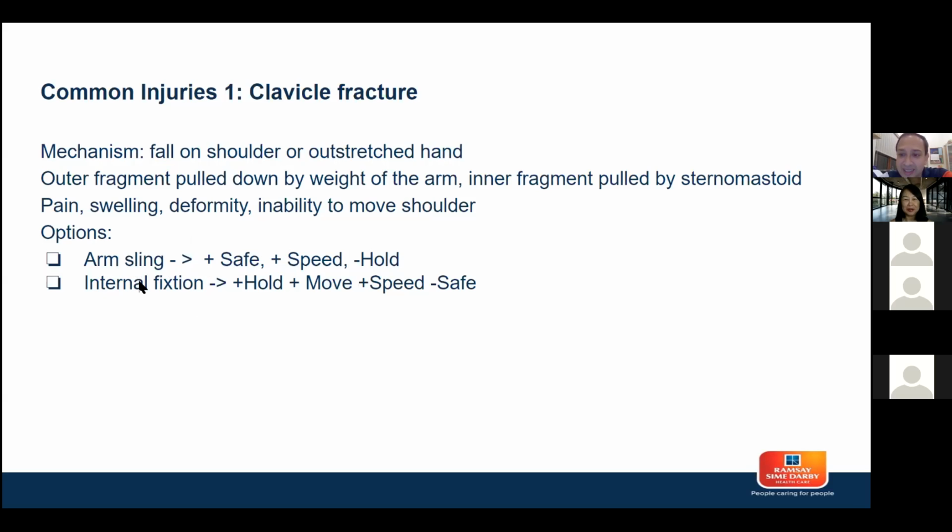Okay, I see it coming along. If you do an internal fixation, which is a wrong spelling there, but sorry. Internal fixation, you hold it well. You can move the arm earlier because the fracture is more stable. So the speed is good.